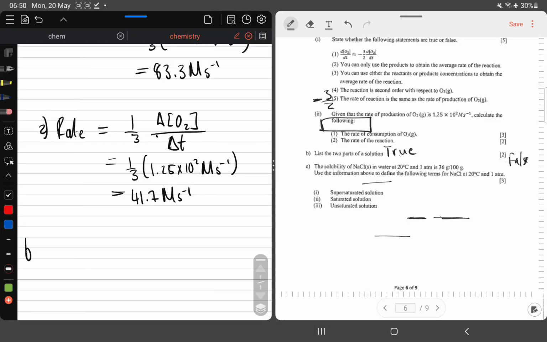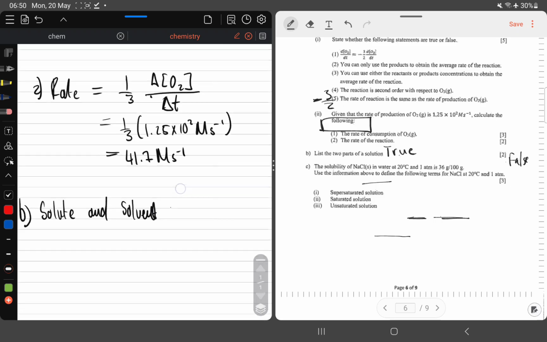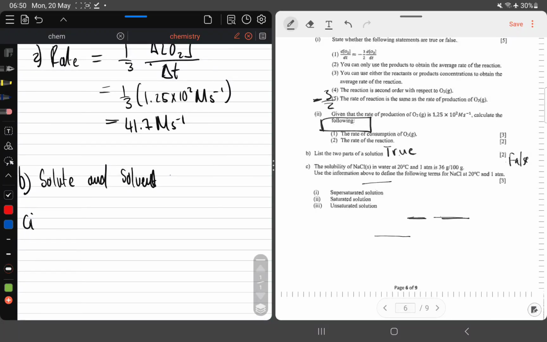Now let's do part B. It's saying list the 2 parts of a solution. It is the solute and solvent. This is so easy, right? And then now let's talk about C1. It's saying you have the solubility of sodium chloride in water at 20 degrees and 1 atmosphere being 36 grams per 100 grams. Use the information in terms of NaCl in 1 atmosphere.